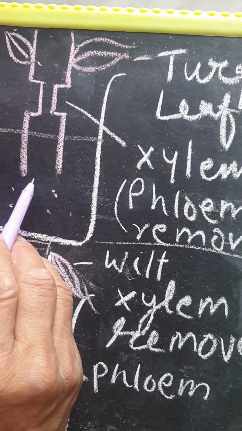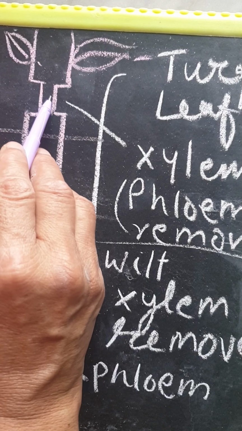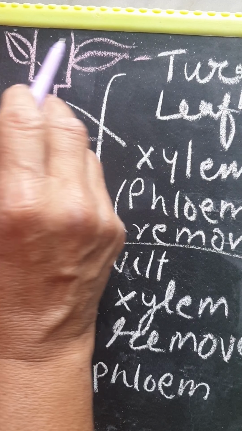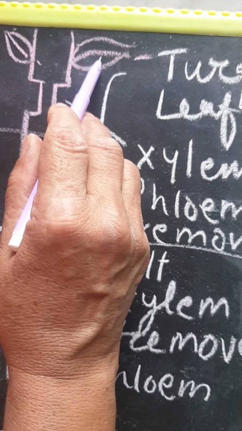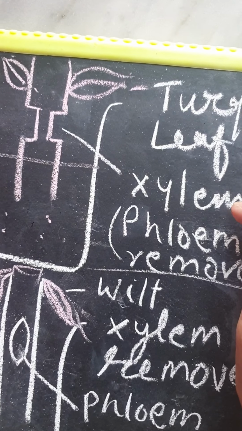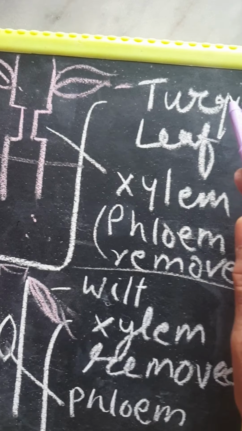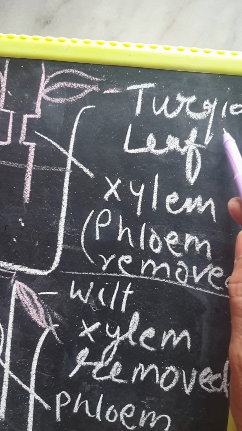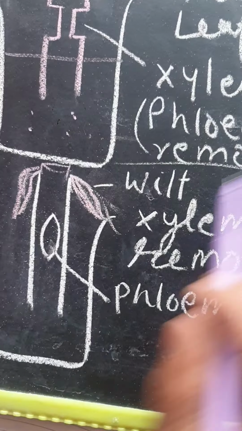The root absorbs the water. It is conducted through the xylem. When the water reaches the leaf, they become turgid. Turgid means they remain tight or stretched.